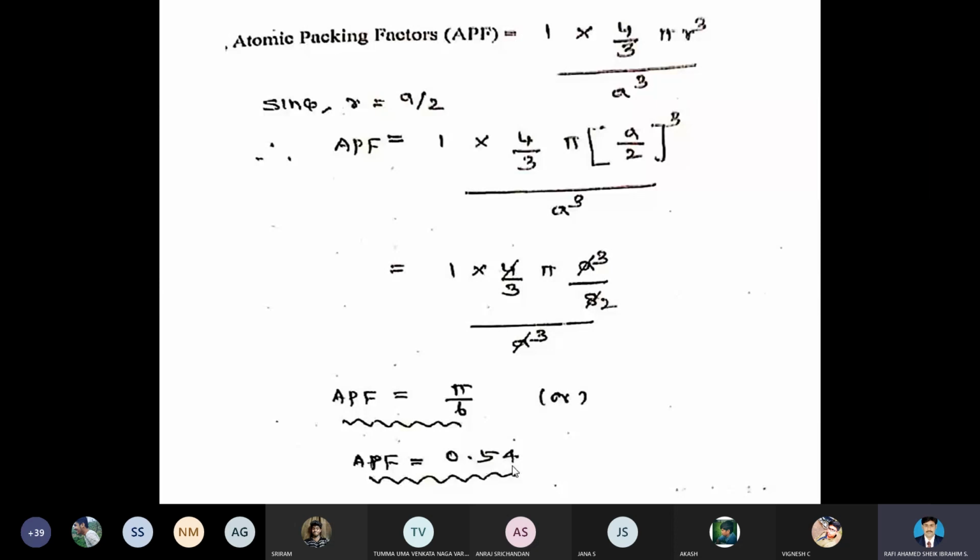What are we going to learn from this atomic packing factor, what can we conclude from the value 0.54? 0.54 means 54% of the unit cell is occupied by atoms. Only 54% is occupied in the simple cubic structure because we have only the corner atoms. There is no additional atom other than the corner atoms. So it's nearly 50%: 54% of the unit cell is occupied.